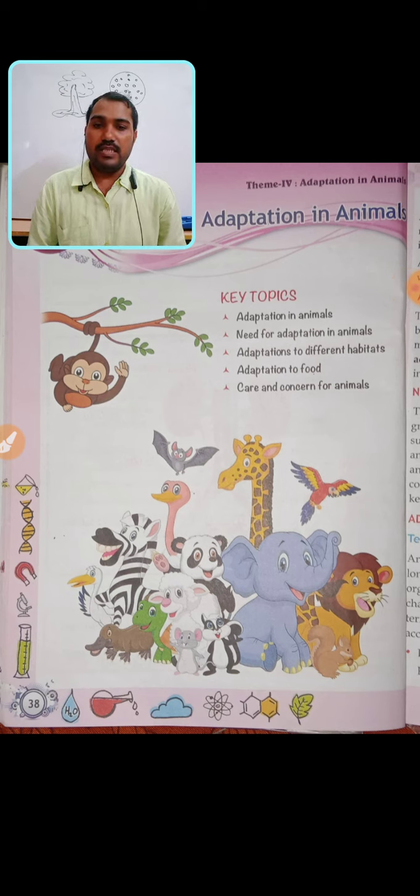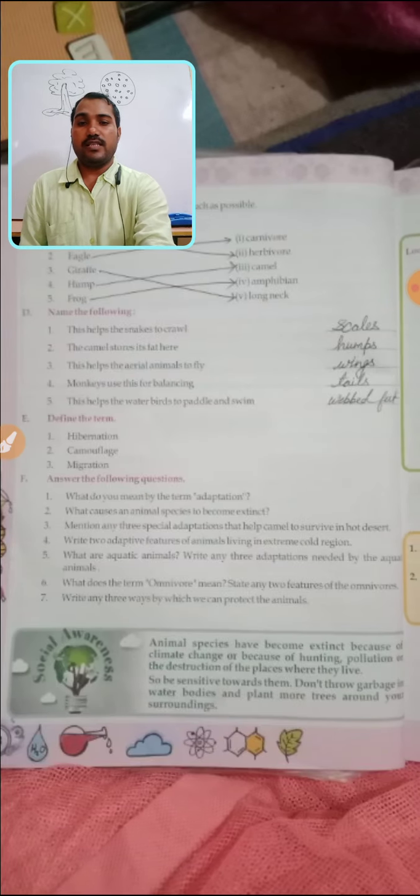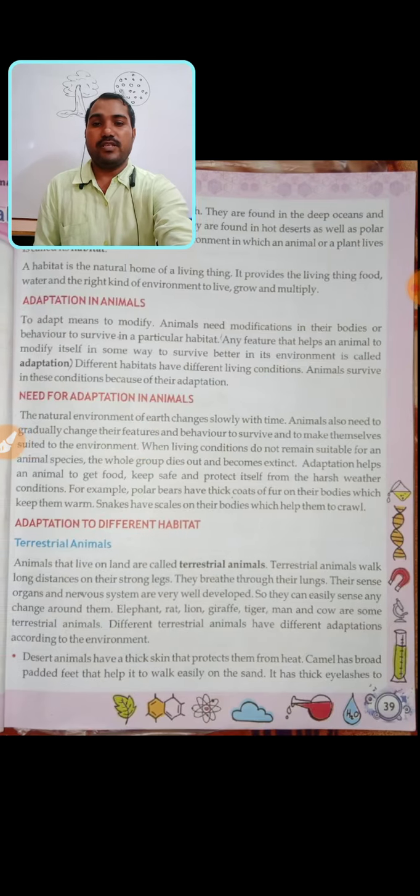Now in this chapter we will discuss what is meant by adaptation and why adaptation is required in different animals, in different areas, and in plants. Okay, so let us start our chapter.